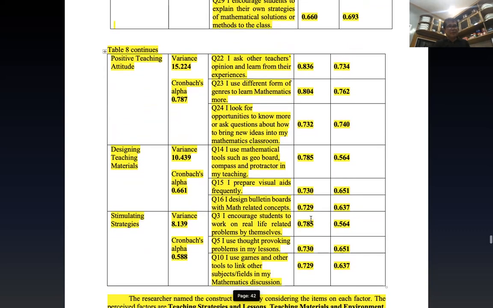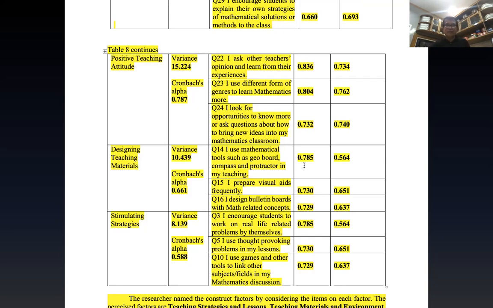The next term is designing teaching materials, and is composed of Q14, Q15, then Q16. So what are these? Q14, I use mathematical tools such as geoboard, compass, and protractor in my teaching. Q15, I prepare visual aids frequently. Q16, I design bulletin boards with math-related concepts.